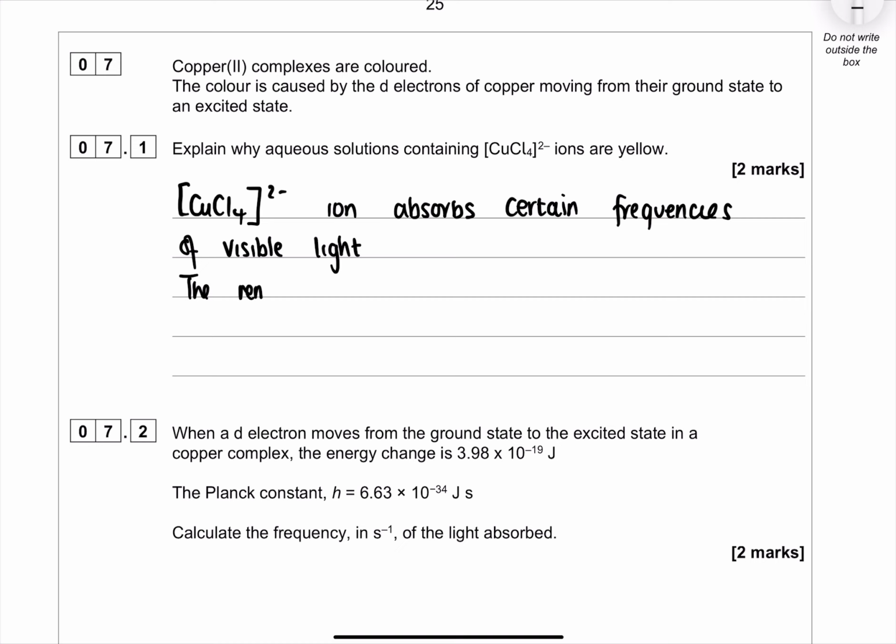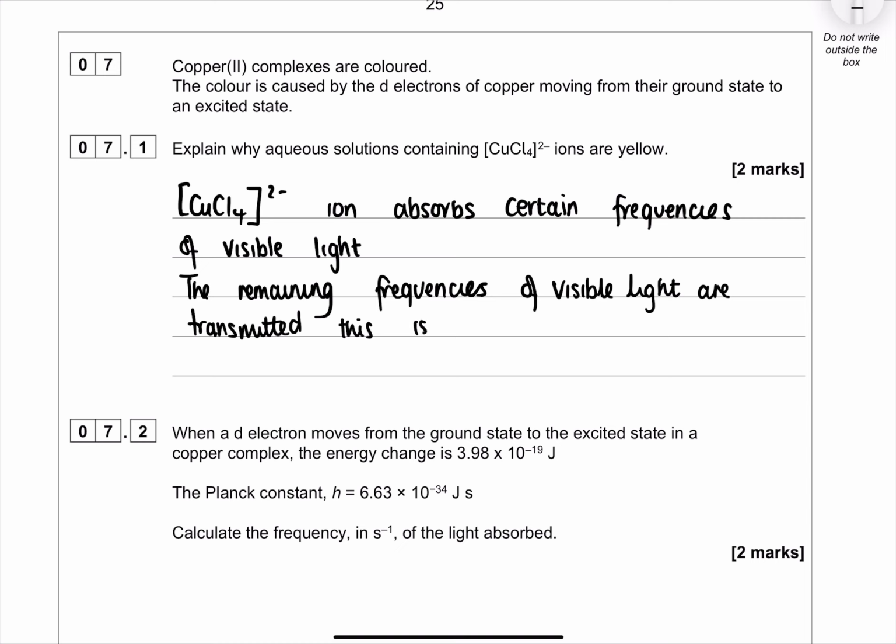The remaining frequencies of visible light are transmitted, and because we're seeing yellow, this must be yellow light.